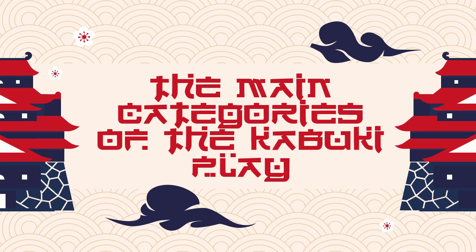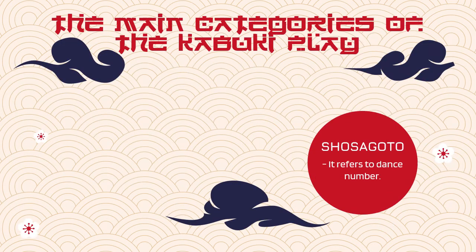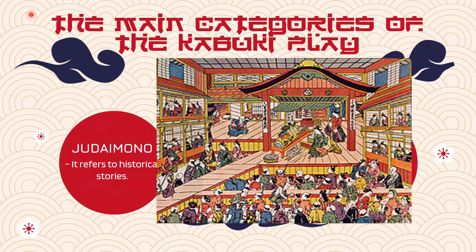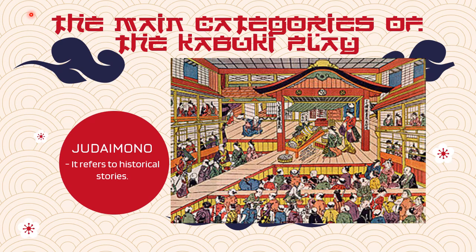So next is the main categories of the Kabuki play. So first we have the Jidaimono. So it refers to the historical stories in Japan. So this subject of the play has been prohibited by the shogun to project contemporary ideas.